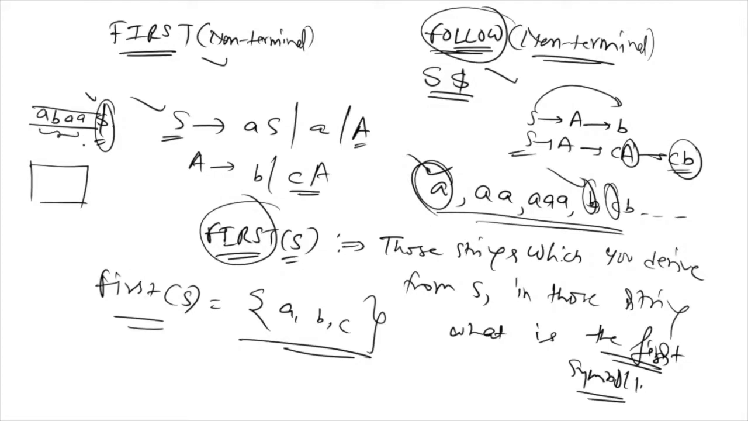So the input string is ABA. This is the input string, but to mark the ending of this input string, we use this special symbol dollar. So you can see that every input string ends with dollar. This dollar is the symbol that we use to mark the ending of every string. So that's why every string is followed by dollar. And because this is the start symbol, and every string that you have will be generated from S, you can say that this S is followed by dollar. So this is the basic point.